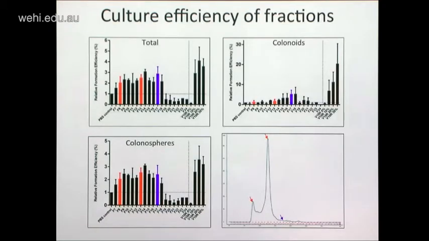And we put these fractions in culture. We found that these two red bars here, corresponding to the two peaks, could support colonoid formation, especially the colonosphere formation. And the purple bar here represents fraction 17, where you see that there seems to be nothing in the induction profile.